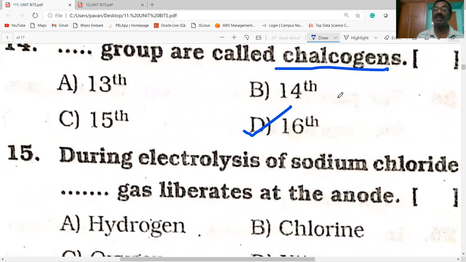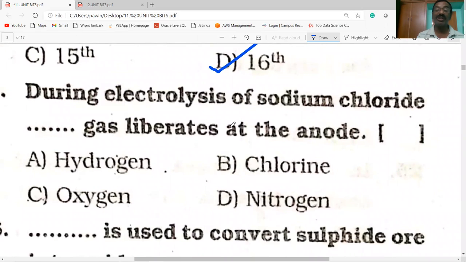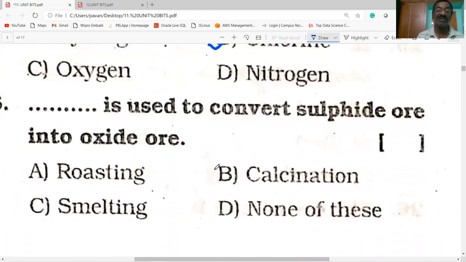Chalcogens ante ore forming anamata. These are the ore products. Many metal ores are oxides and sulfides. So these are ore forming elements and chalcogens. During electrolysis of sodium chloride, dash gas liberated at anode. So sodium chloride ma anode vadhe gas vastundi, chlorine vastundi, cathode anadithe hydrogen vastundi.